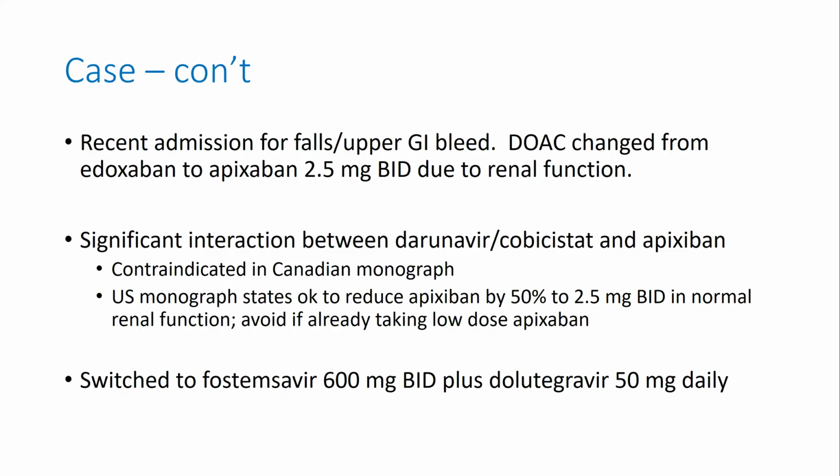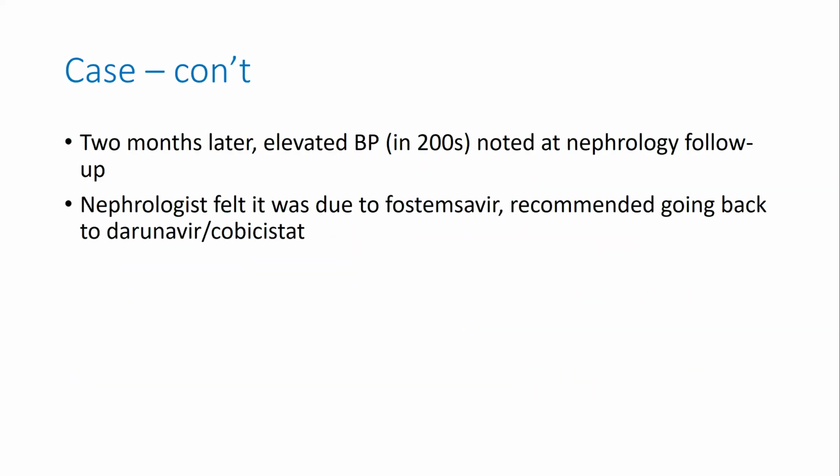Now, we talked already about the recommendations for giving apixaban with a boosted PI, and the U.S. monograph says it's okay to reduce it to 50% of the dose, but only in the situation of normal renal function. If somebody has impaired renal function, this should also be avoided. So what we did in this case was we replaced the PI with fostemsavir twice daily to go along with the dolutegravir once daily.